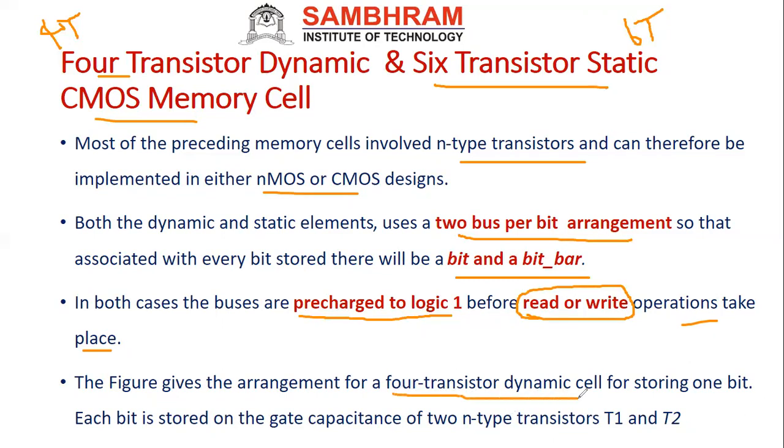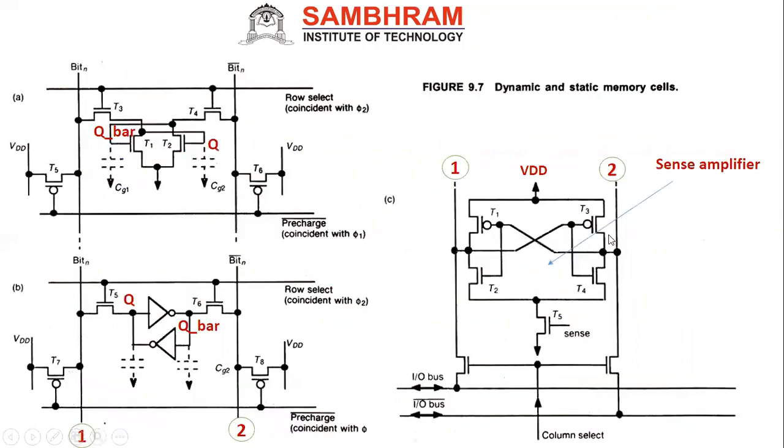That is a 4 transistor cell for storing 1 bit. That is dynamic. In that, each bit will be stored on a gate capacitance. Each bit will be stored on the gate capacitance of 2 N-type transistors, T1 and T2. Let me show the diagram. See here, this is the diagram. This is a complete diagram.